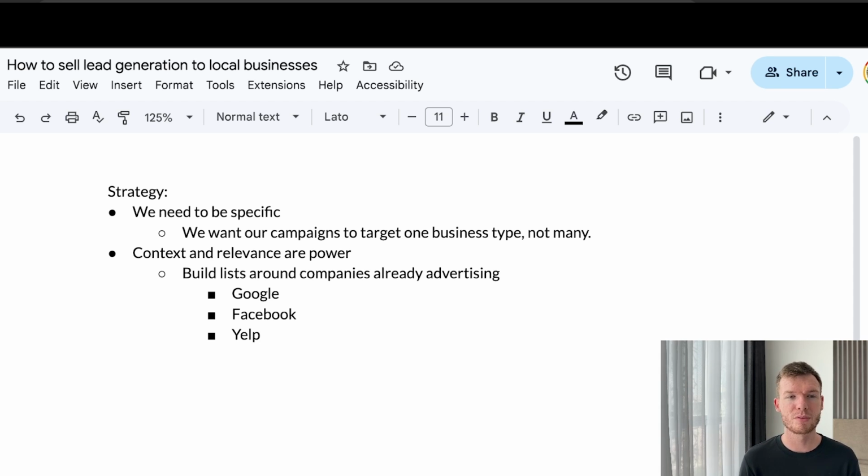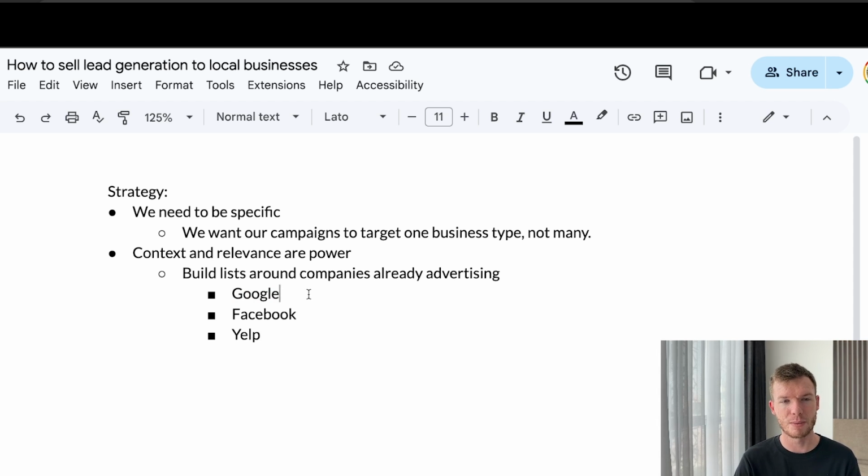Now, we also know that they are willing to spend money on advertising. There's a lot of local businesses that are entirely built by word of mouth. Fine, but we are gonna have a harder time selling to them if that's what they believe in. So if we're targeting companies that are actively running ads, we're going to have much better results reaching out to them naturally. So I like to build lists around companies that are running ads on Google, Facebook, and Yelp.